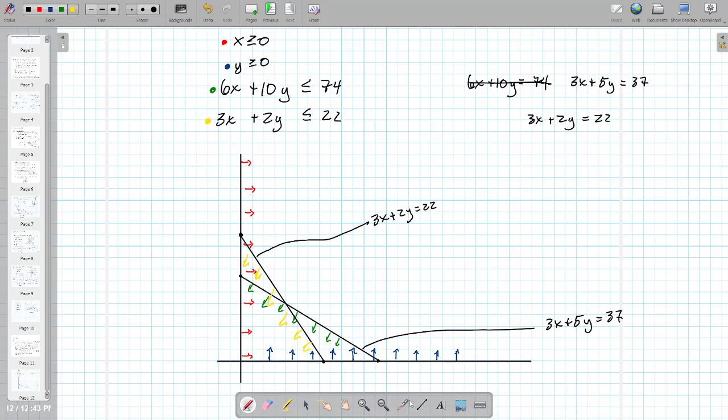We shade this side. So we actually get this region right here, ending on this boundary, and then ending on this boundary. This region right here is the solution set. Notice, we end on the boundary 3x plus 2y is equal to 22 on this side, and then we end on the boundary up here, 3x plus 5y is equal to 37.